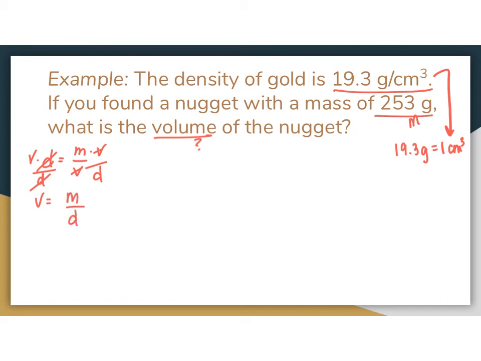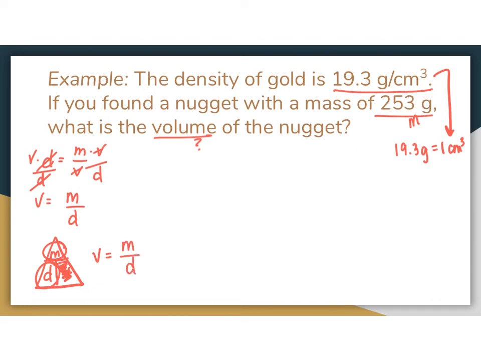Or I could think about it the shortcut way. You were given this triangle in your notes. So this is D and V. Basically what I'm going to do is cover up the one that I'm solving for. So if I cover this up, I know that V is going to be equal to M over D, or mass over density. You get the same answer either way.